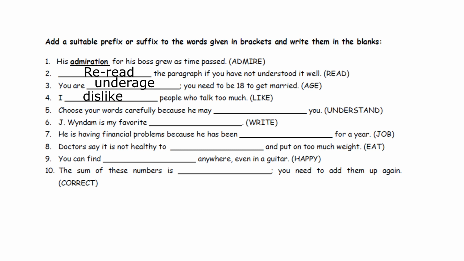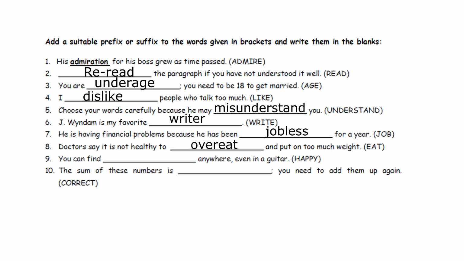The fifth one, choose your words carefully because he may misunderstand you. You need to be careful while talking to this person, otherwise he may misunderstand you. Sixth one, Wyndham is my favorite writer. Writer. Seventh one, he's having financial problems because he has been jobless for a year. We understand that this person is having financial problems because he doesn't have a job. So the answer is jobless.